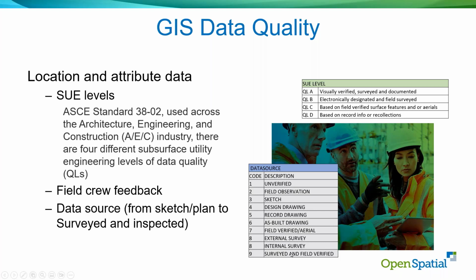So the same approach in essence as quality levels A through D, but just based on where did the data come from. And that can get tracked within your data set, because if you have a data set, some features may be surveyed and field verified, whereas others may be just unverified or just from a drawing. And so each feature, you want that in the column, and you can then roll that up.